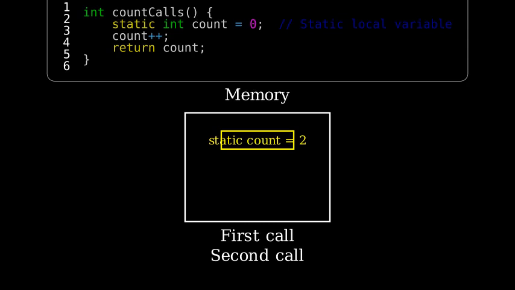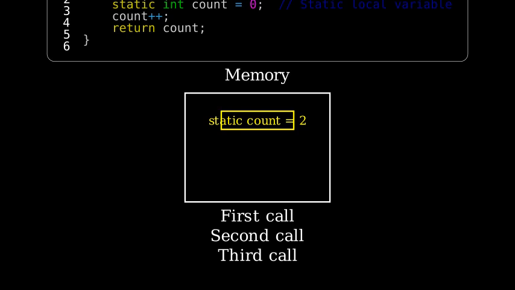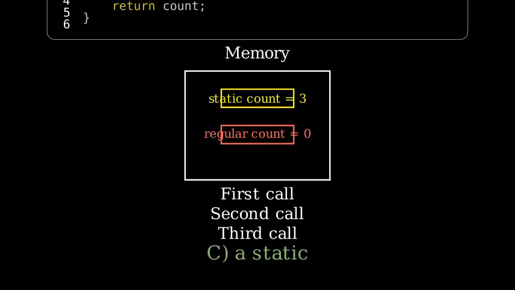And on the third call, it again keeps its value of 2 from the previous call and is incremented to 3. In contrast, a regular local variable would be reinitialized every time the function is called, losing its previous value. Therefore, the correct answer is C. A static local variable is the one that retains its value between function calls.